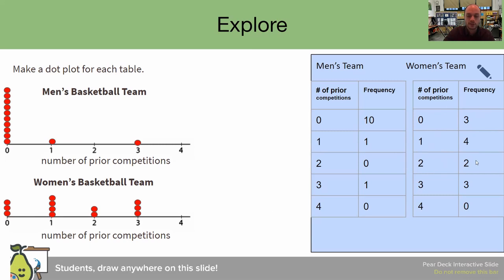2 athletes told us they had 2 prior competitions, and so that's why we have 2 dots here. And 3 athletes told us they had 3 prior competitions, and so that's why we have 3 dots here. Out of all of our athletes, none of them have ever had 4 prior competitions. So this is how your men's dot plot and women's dot plot should look for the number of prior competitions.